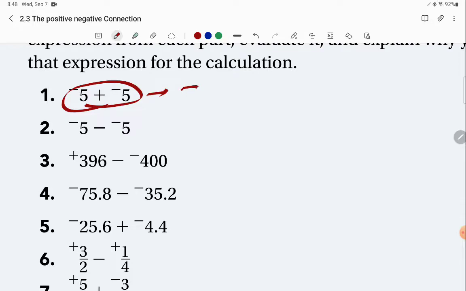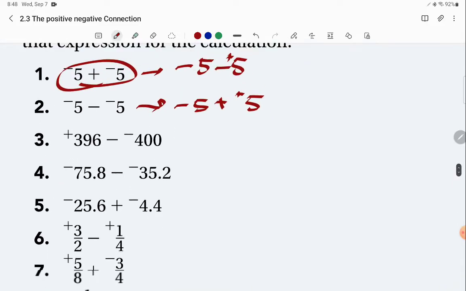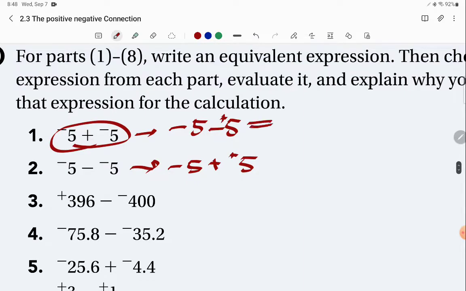So instead of plus negative 5, we're going to write it as negative 5 minus 5. Instead of minus a negative 5, we're going to write it as negative 5 plus a positive 5. You can even put a positive 5 there if you wanted to, okay? So you're rewriting all of these in a different way, and then you're finding the answer. So negative 5 plus negative 5 or negative 5 minus 5, this is where this could be confusing because this looks like 0, but it's actually negative 10.